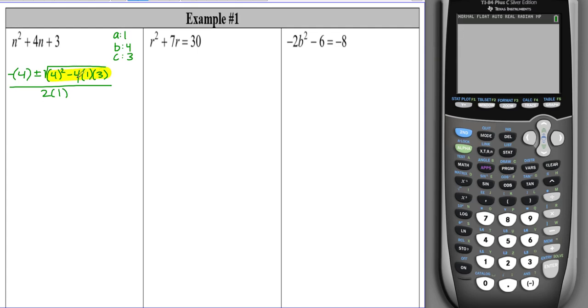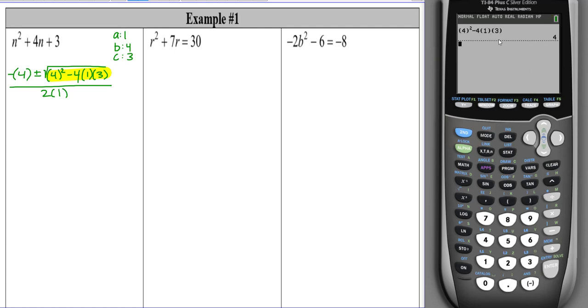You should always evaluate the part under the radical first, and then see if you can actually square root it, or if you end up with a radical because you can't simplify it. So I like to just plug this into my calculator as I see it. I've got that parentheses, I've got that 4, and I'm going to square it, minus 4 times 1 times 3.